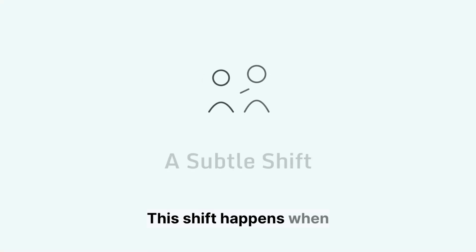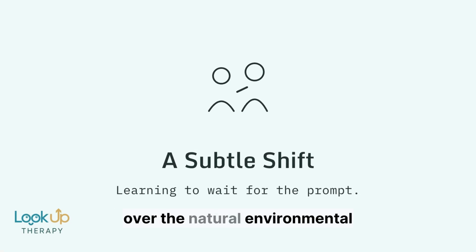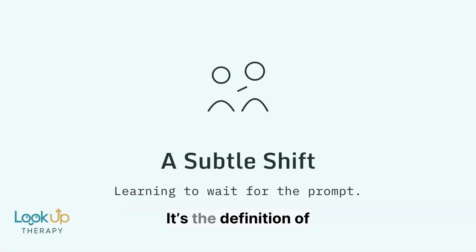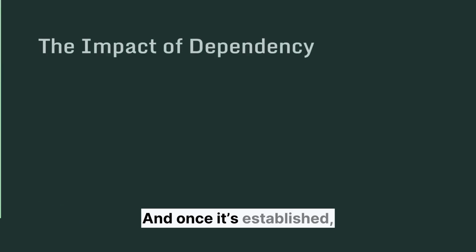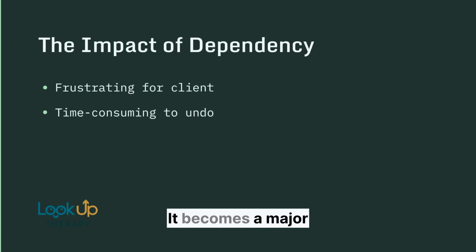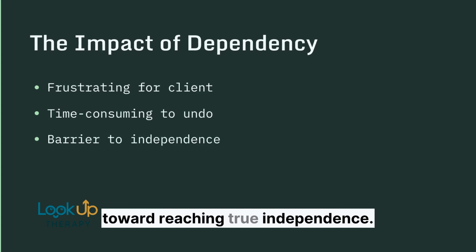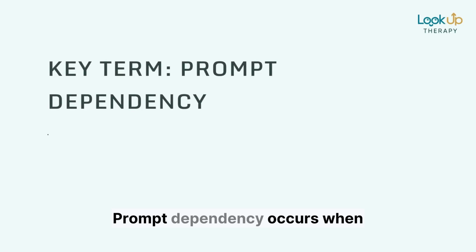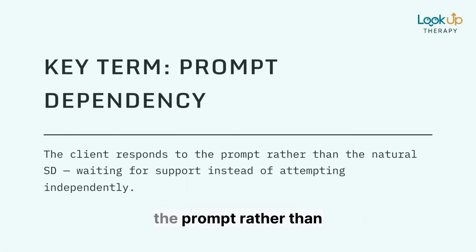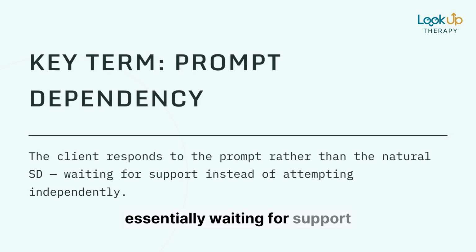This shift happens when the client begins to prioritize the instructor's support over the natural environmental cue. It's the definition of an invisible barrier to true learning. And once it's established, it can be frustrating and time-consuming to undo. It becomes a major barrier to the client's progress and their journey toward reaching true independence. Prompt dependency occurs when the client responds to the prompt rather than the natural SD, essentially waiting for support instead of attempting to respond independently.